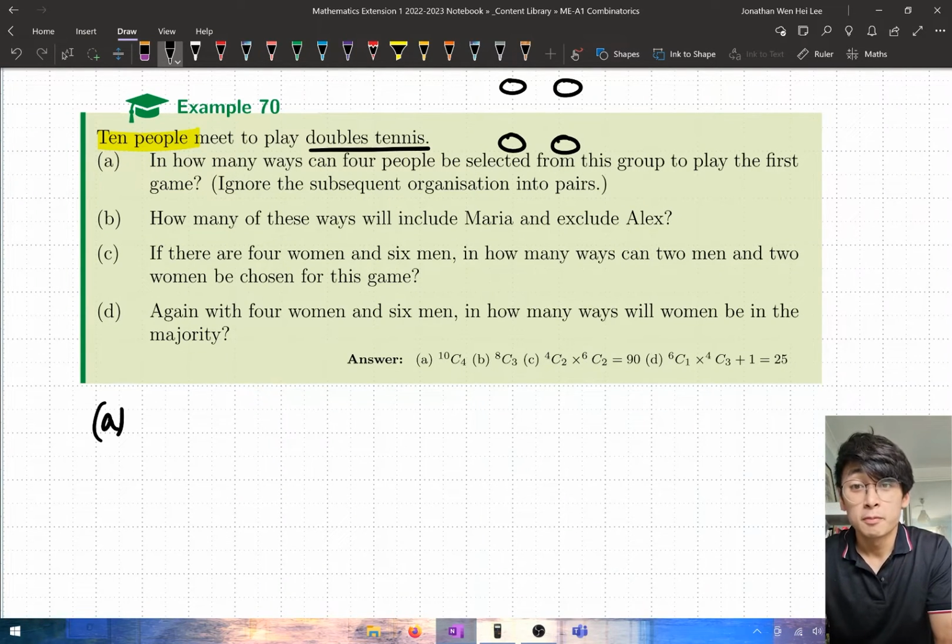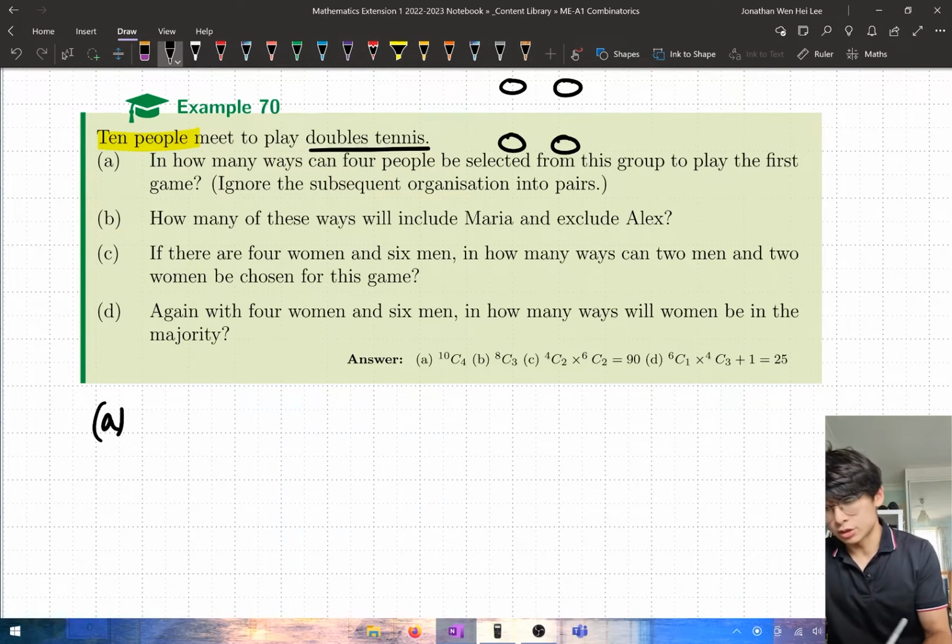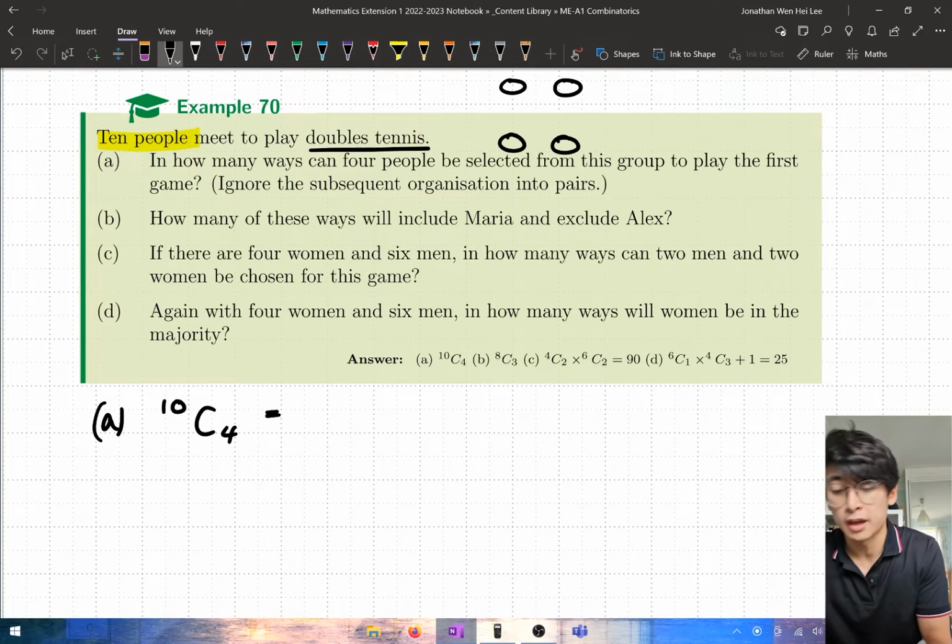So when we're playing a game of doubles tennis, we are selecting 4 people to go on the court at any one time. So let's have a look at part A. How many ways can 4 people be selected in this group to play the first game? Are there any restrictions on this group? Doesn't seem like there is any restriction. So here, all we're going to do is take our 10 people and choose 4 of them to play on the court.